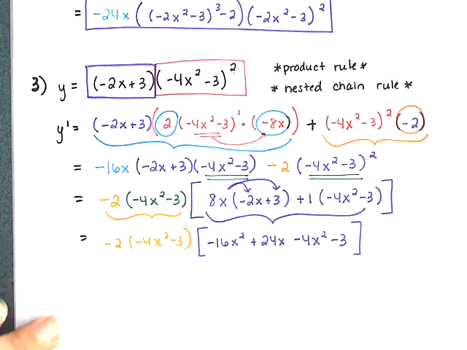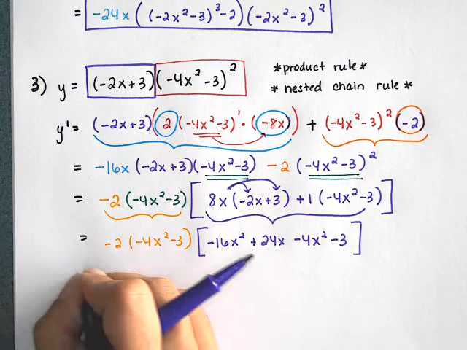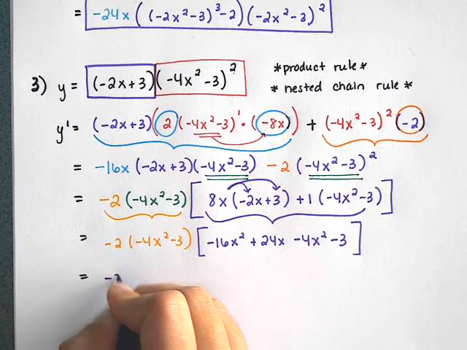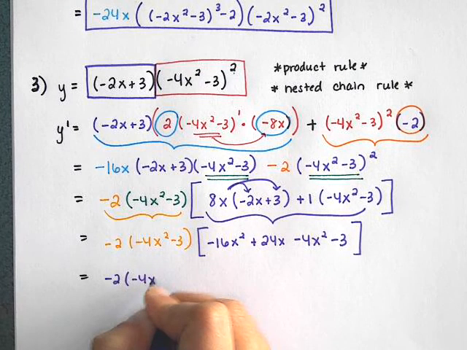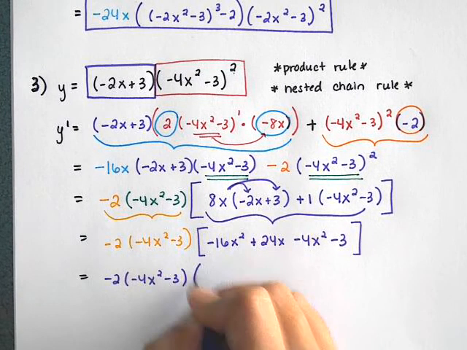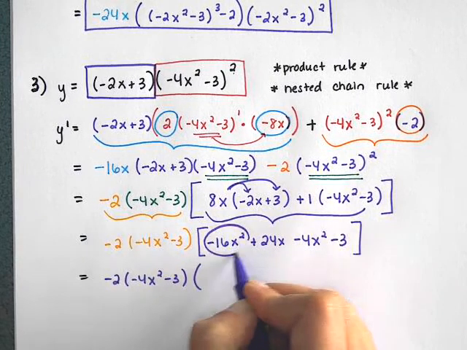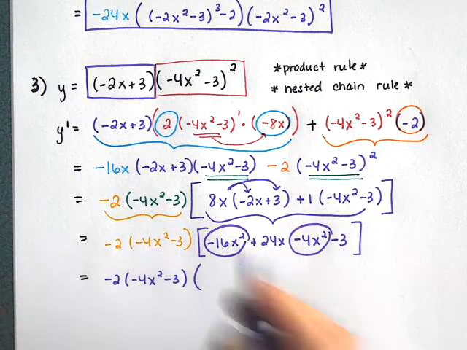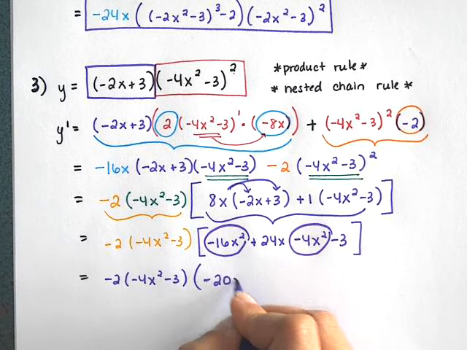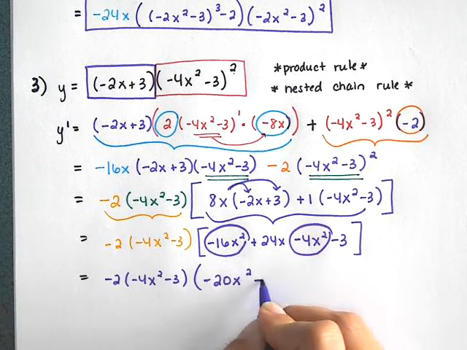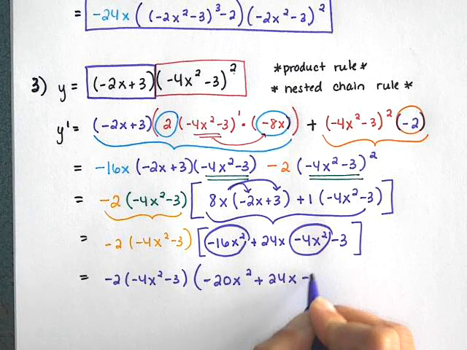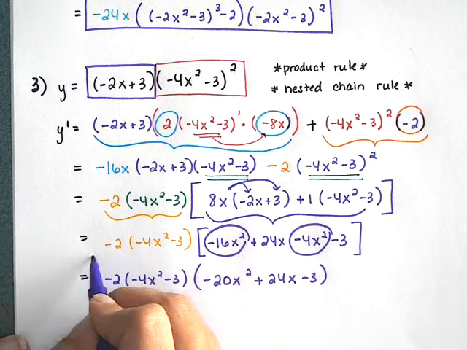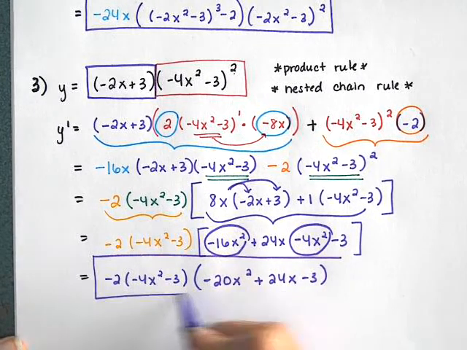And now I'm going to look for like terms that I can combine. So the negative 2 parentheses negative 4x squared minus 3 doesn't change. This term and this term would be like terms. So I have negative 20x squared, and then I'm just going to copy down the plus 24x and the minus 3. And this would be my final answer.